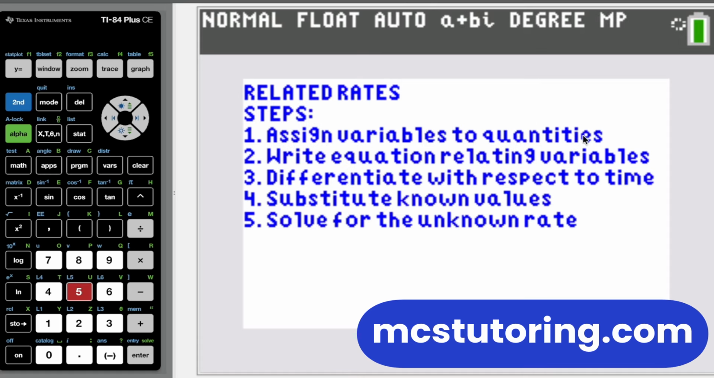Assign variables to quantities. So for instance, like a cone, you have height and radius typically. Write an equation relating the variables. Differentiate with respect to time. Substitute known values. Solve for the unknown rate.